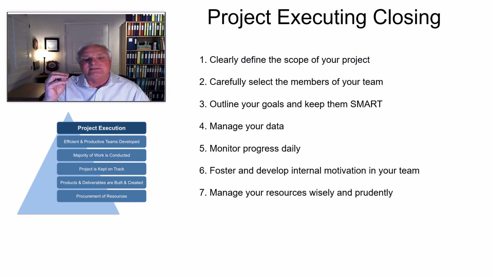So the 7 things I want to tell you, my going away for you: clearly define the scope of your project. When you're working on that WBS section in the scope statement, make sure you really did a great job. Because when you get into this executing stage, if you did a poor job there, it's going to be reflected here.